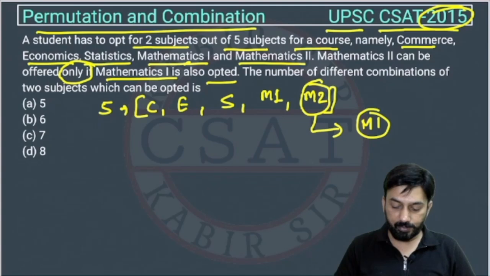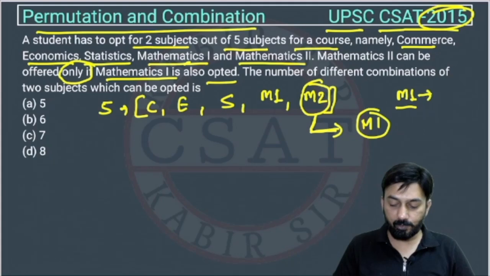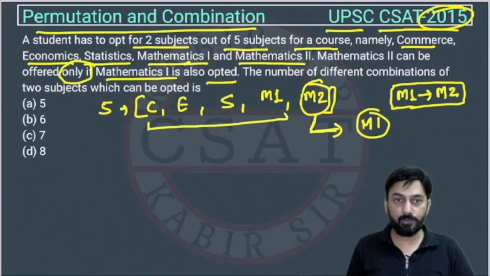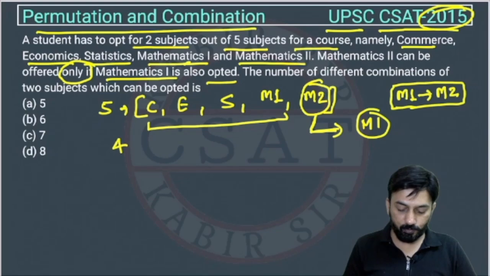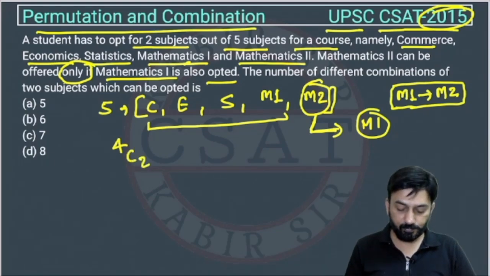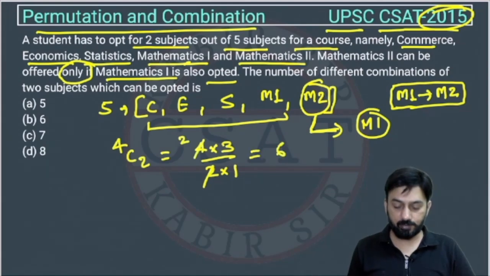So this is the only one case actually. If M1 is selected, then he can opt for M2 also. Other cases we will see from here. So out of these 4, he can select any 2 subjects because he has to choose 2 subjects. So this will be how much? This will be 4 into 3 and 2 into 1. This 2 will cut this 4 2 times. So 3 into 2 will be 6. So 6 possibilities are here out of these 4 subjects, and 1 possibility is from this.